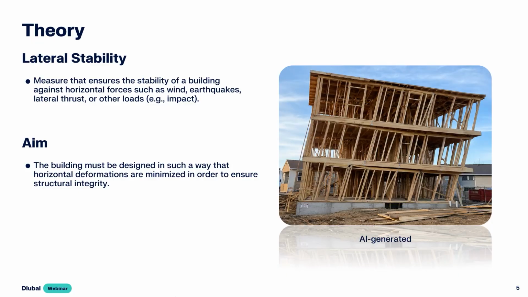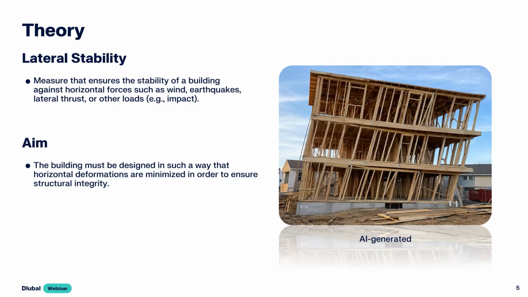Okay, first let's talk about lateral stability. It's the measure that ensures the stability of a building against horizontal forces such as wind, earthquakes, lateral thrust, or other loads, for example, impact. You see in a nice way how this could look without any bracing system. It's an AI generated image, but it gives you an idea of how the buildings would look.